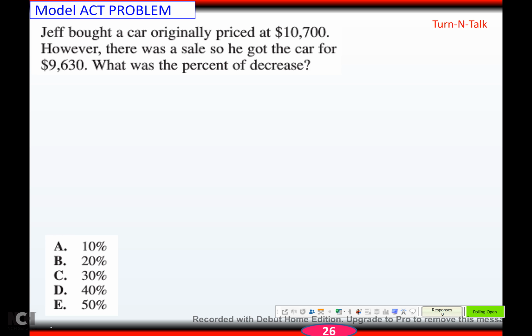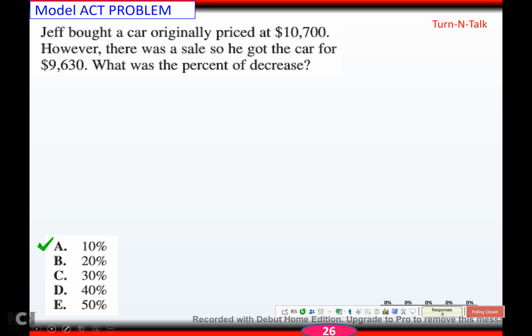Okay, try this one. Hit pause. Come back when you're ready. And hopefully you got 10%.